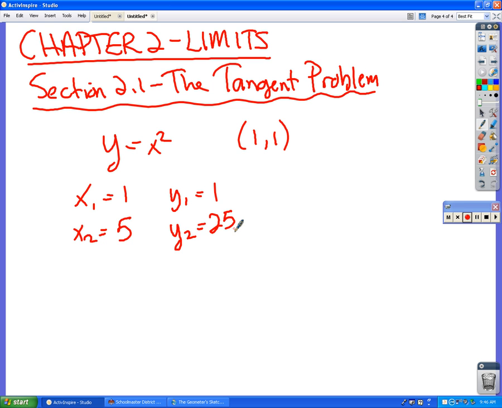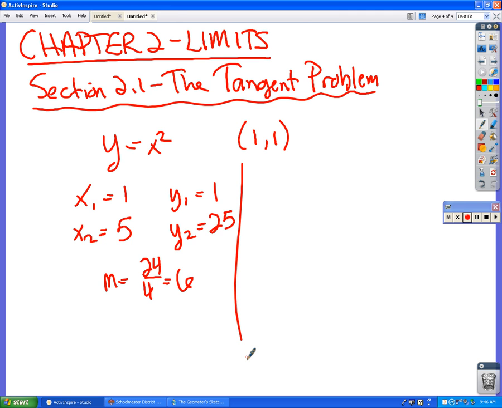All right, what is the slope between those two points? What's the change in the y values? 24. What's the change in the x values? 4. 24 divided by 4 is 6. Okay, so there's our first guess.